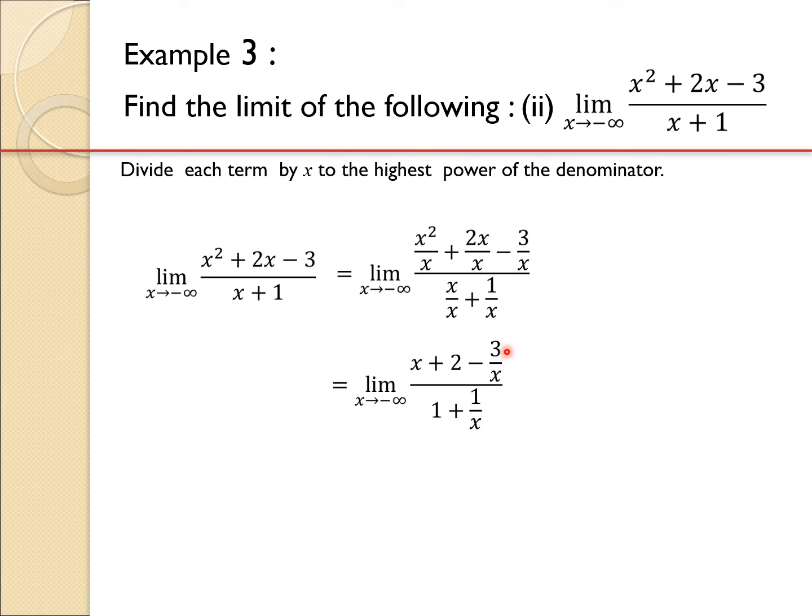So this part 3 over x, 1 over x becomes 0. When this becomes 0, you get what? x plus 2 over 1. That means limit x approaches negative infinity, x plus 2. You substitute negative infinity, you get negative infinity plus 2, negative infinity. Thus, the limit does not exist.